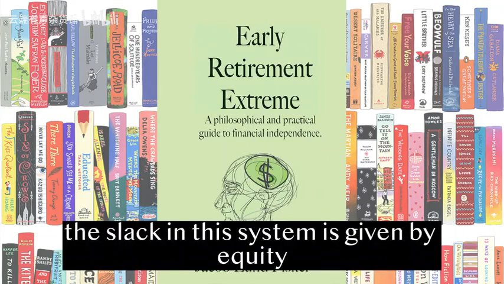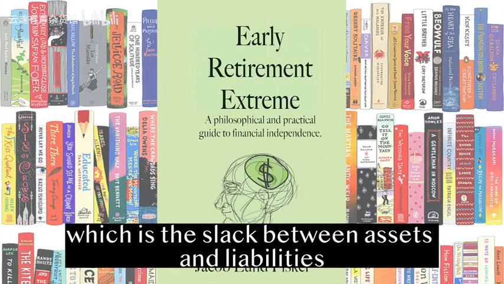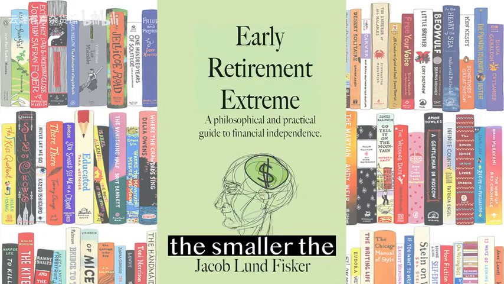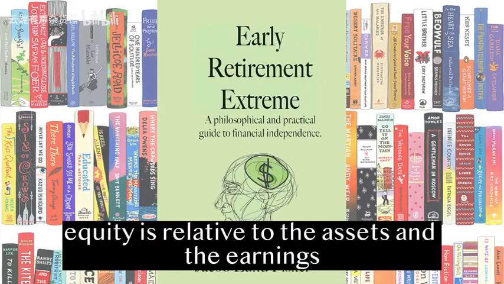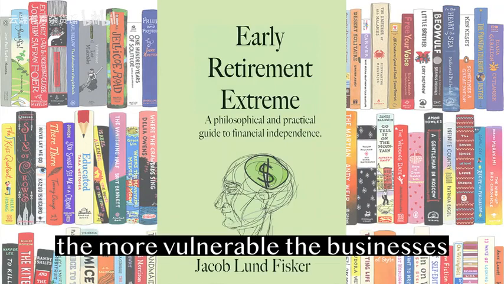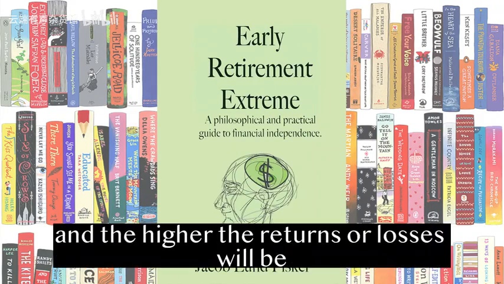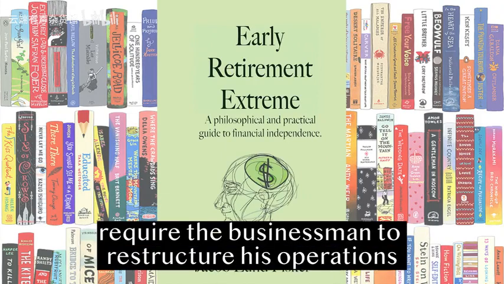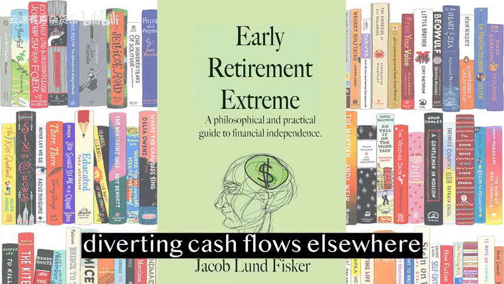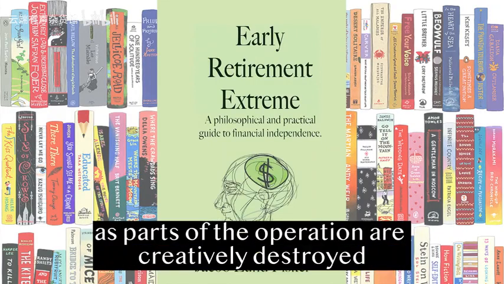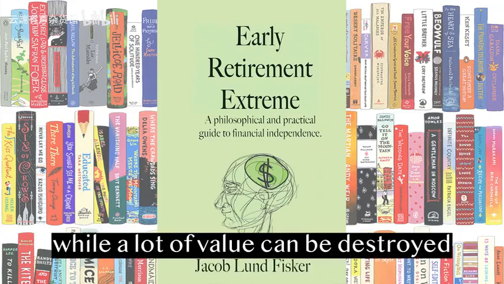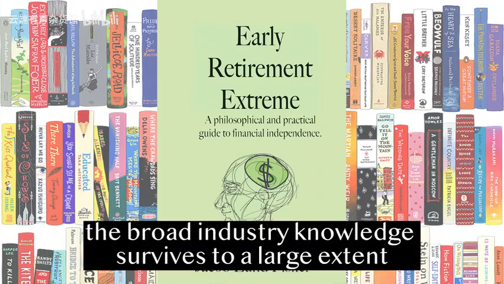The slack in this system is given by equity, which is the slack between assets and liabilities, or debt, in the cycle. The smaller the equity is relative to the assets and the earnings, the more vulnerable the business is to perturbations of the cycle, and the higher the returns or losses will be. Competition may therefore require the businessman to restructure his operations, diverting cash flows elsewhere as parts of the operation are creatively destroyed. While a lot of value can be destroyed, the broad industry knowledge survives to a large extent.